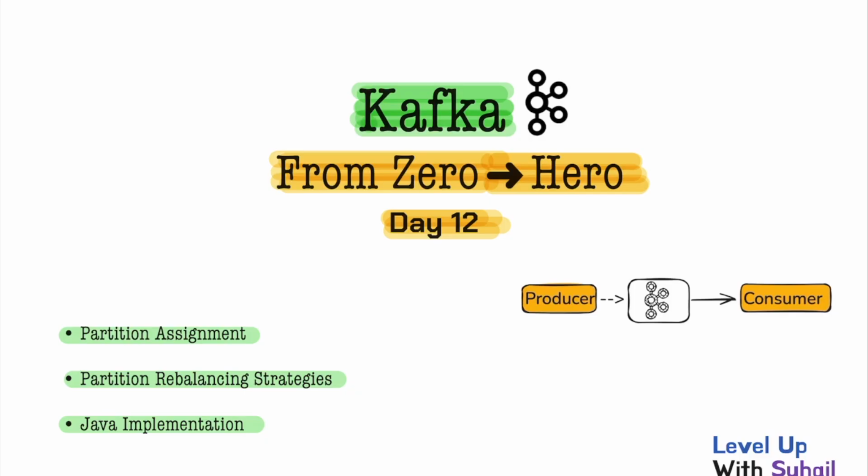We will also discuss different rebalancing strategies and why choosing the wrong one can impact every consumer in a production application. This is one of those Kafka topics that looks simple on paper but causes real outages if misunderstood.